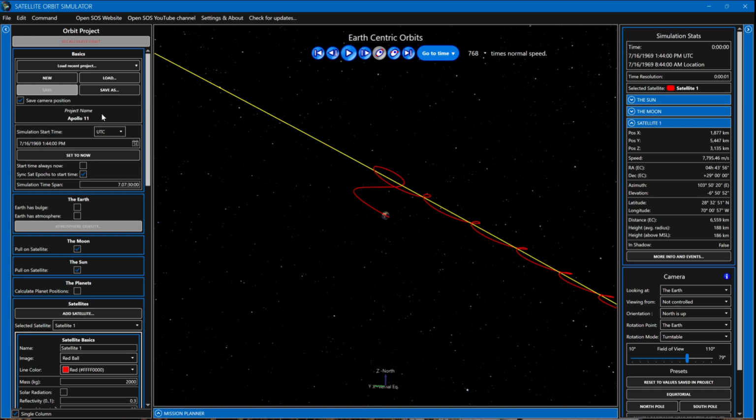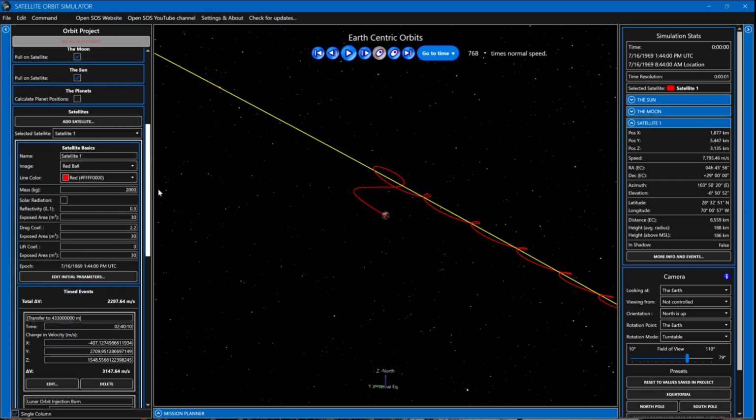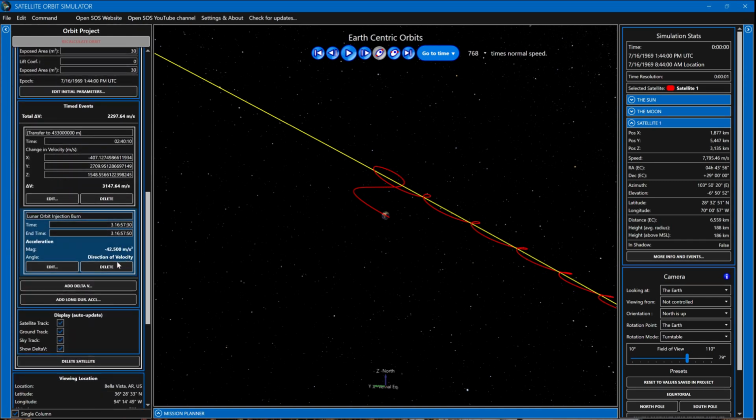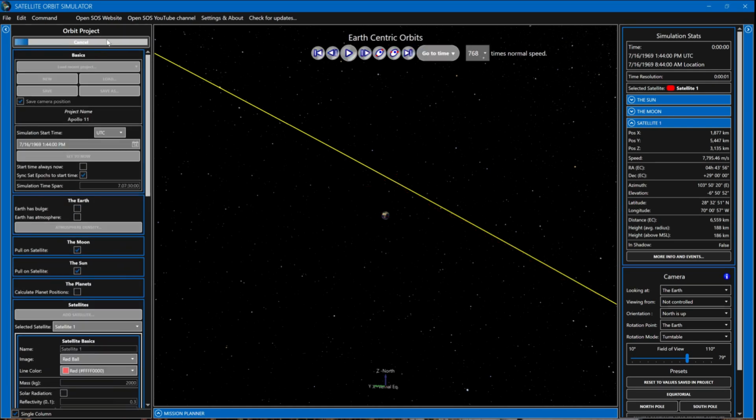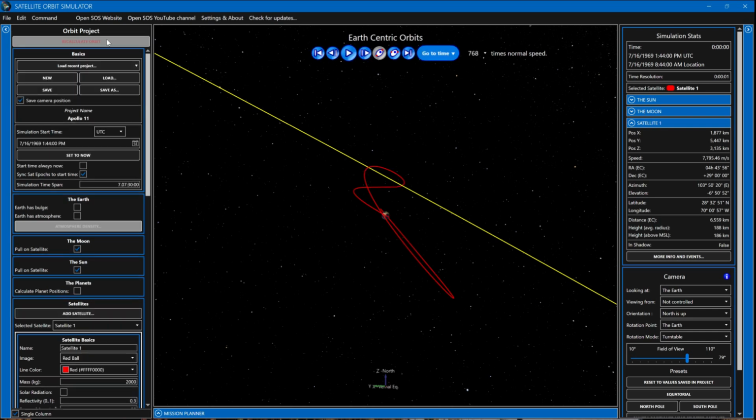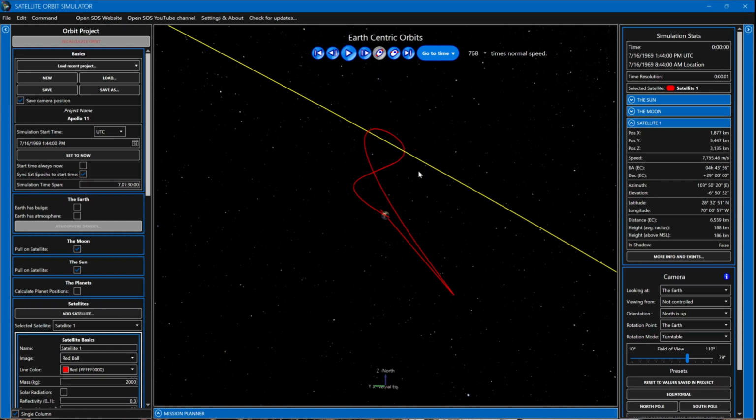So, now open the Apollo 11 example orbit file. Go to the Satellites group box and delete the Lunar Orbit Injection Rocket Burn, which is modeled as a 20-second deceleration. Then, recalculate the orbit. Note that the spacecraft loops around the moon and returns to Earth. This was a requirement for safety in case the lunar orbit was aborted.